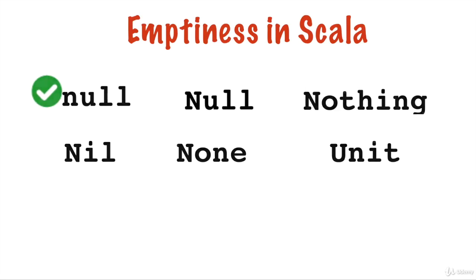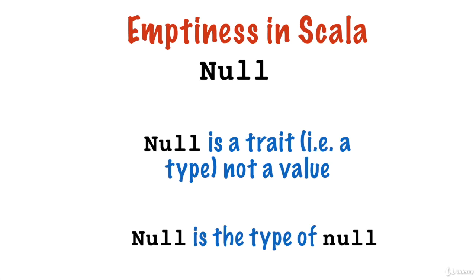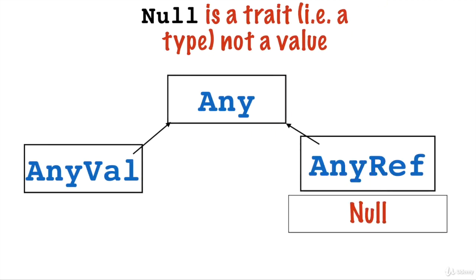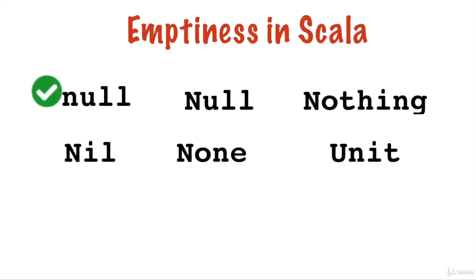Next up, let's talk about Null with a capital N. Null with a capital N is a type. It's a trait, which you can think of loosely as a Scala interface. This means that Null with a capital N is not a value, it's a type. Specifically, it's the type of null with lowercase n. We've briefly encountered Null before when we were talking about Scala's type system. We had mentioned how nothingness in the reference type world is signified by Null with a capital N. Again, Null with a capital N is a type, null with a little n is a value.